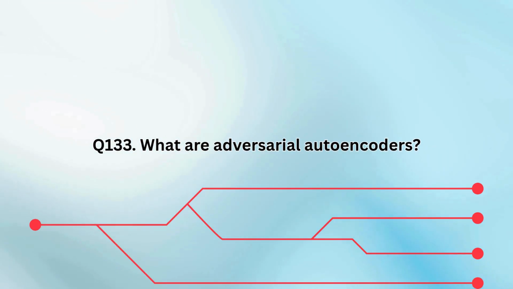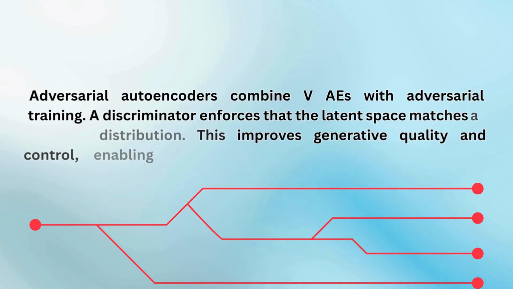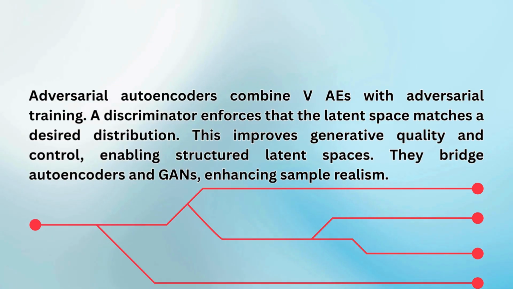What are adversarial autoencoders? Adversarial autoencoders combine VAEs with adversarial training. A discriminator enforces that the latent space matches a desired distribution. This improves generative quality and control, enabling structured latent spaces. They bridge autoencoders and GANs, enhancing sample realism.